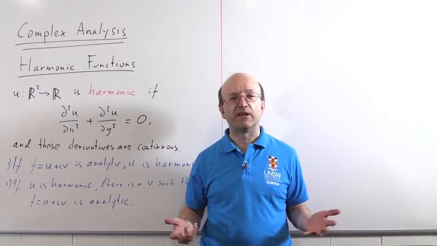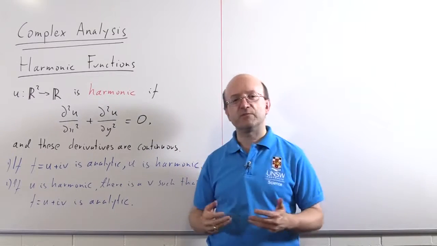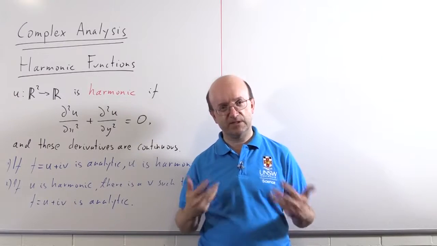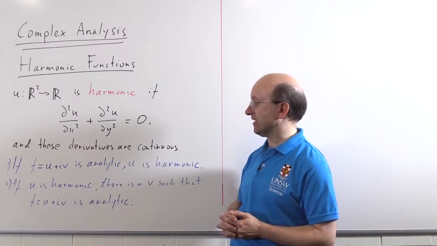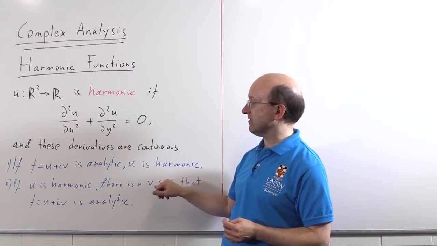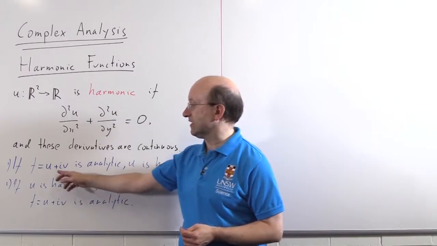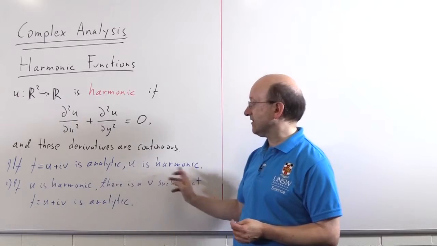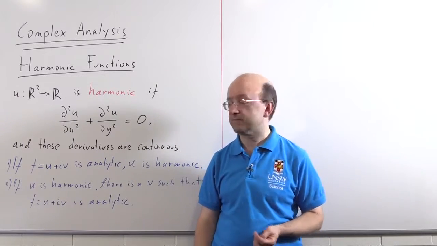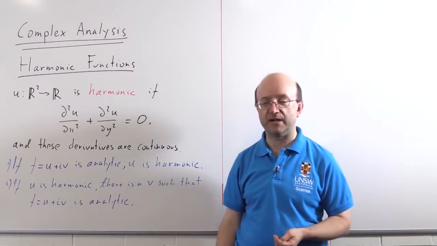Now, it might seem a little odd. Why would we look at real valued functions in a course in complex analysis? Well, it's because harmonic functions have a very deep link to analytic functions, which are very important in complex analysis. We've got two little results here I've put in blue. If you've got a complex valued function f, written in real and imaginary parts as u plus iv, if f is analytic, then u is automatically harmonic. In fact, v is harmonic as well, but we normally concentrate on the real part.